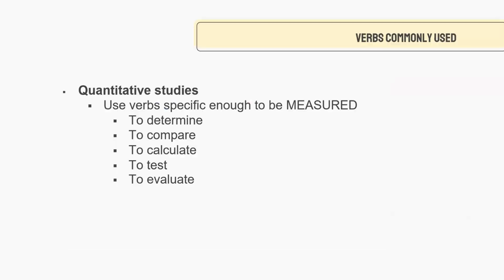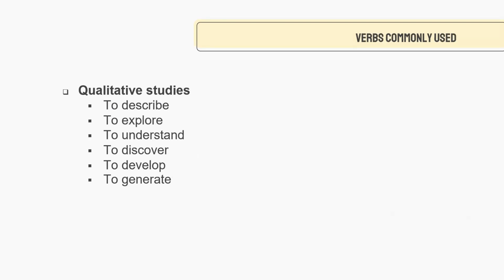So when you have quantitative studies, your verbs in your objectives should be to determine, to compare, to calculate, to test, to evaluate. For qualitative studies, in contrast, you can use words like to describe, to explore, to understand, to discover, to develop, and to generate.